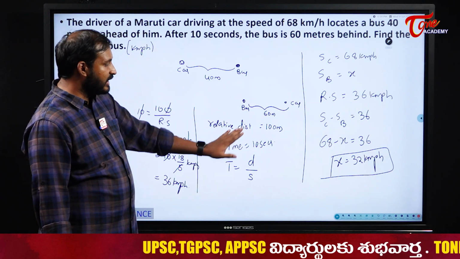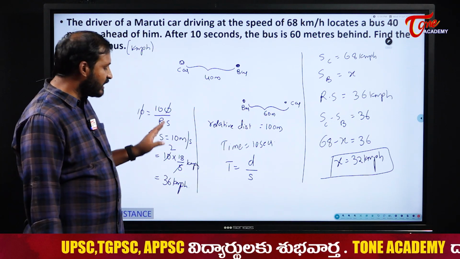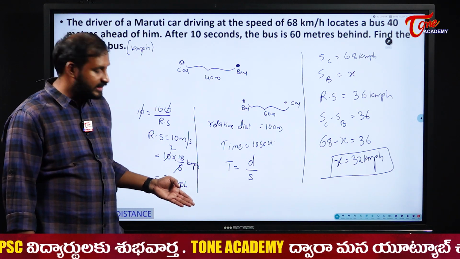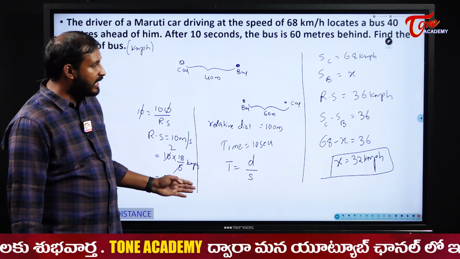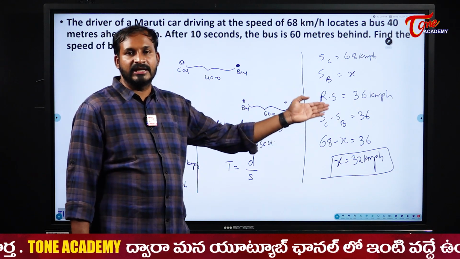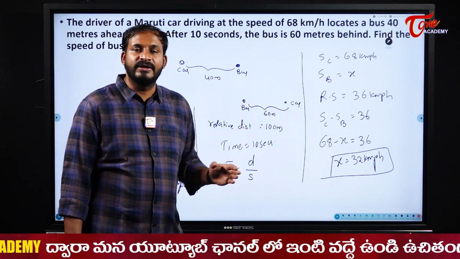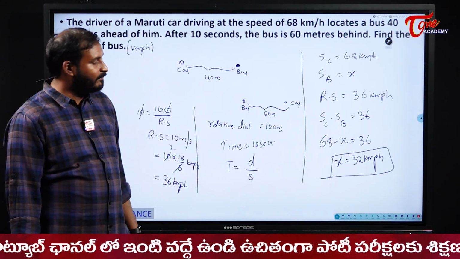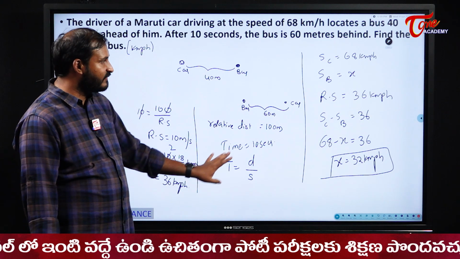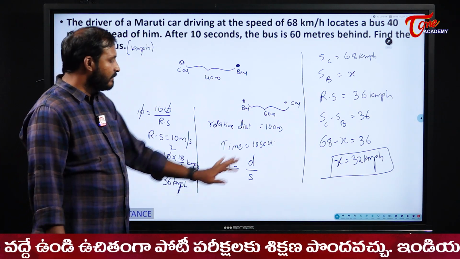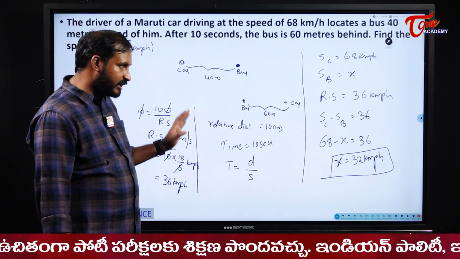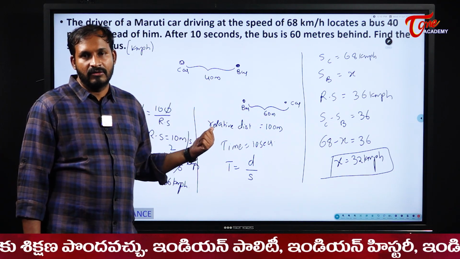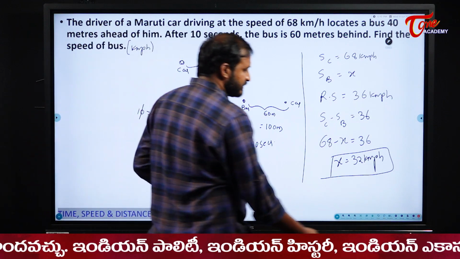First, with the relative distance and the time we have, find the relative speed. Relative speed will be 36 kmph. And we have the relative speed and the speed of the car given in the question. We simply need to find the speed of the bus, which is 32 kmph. Please be careful with units. Please find this data in meters per second, and only when it is required, convert it into kmph. Okay. Next one.